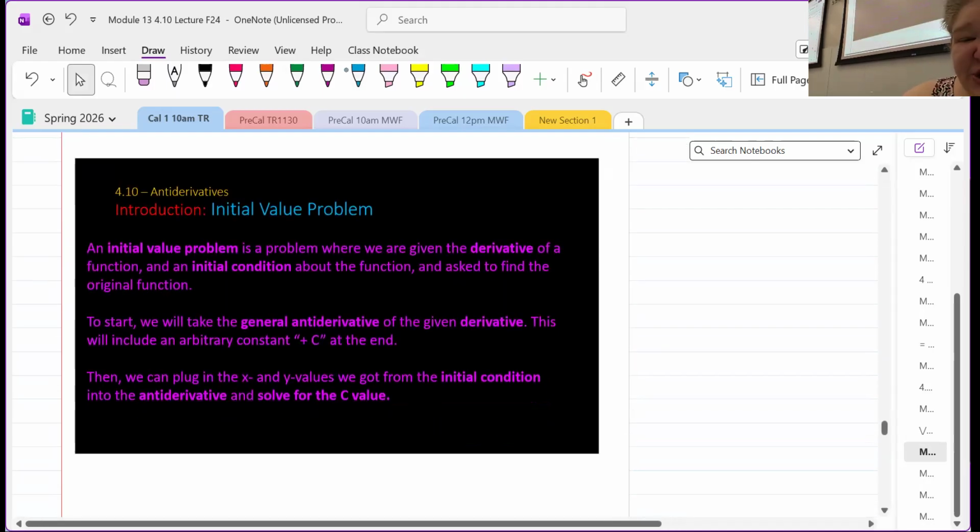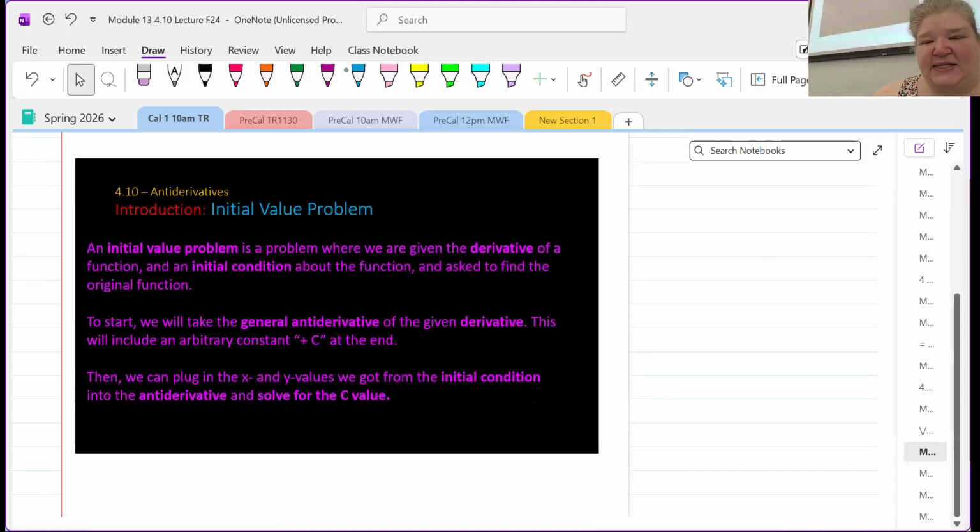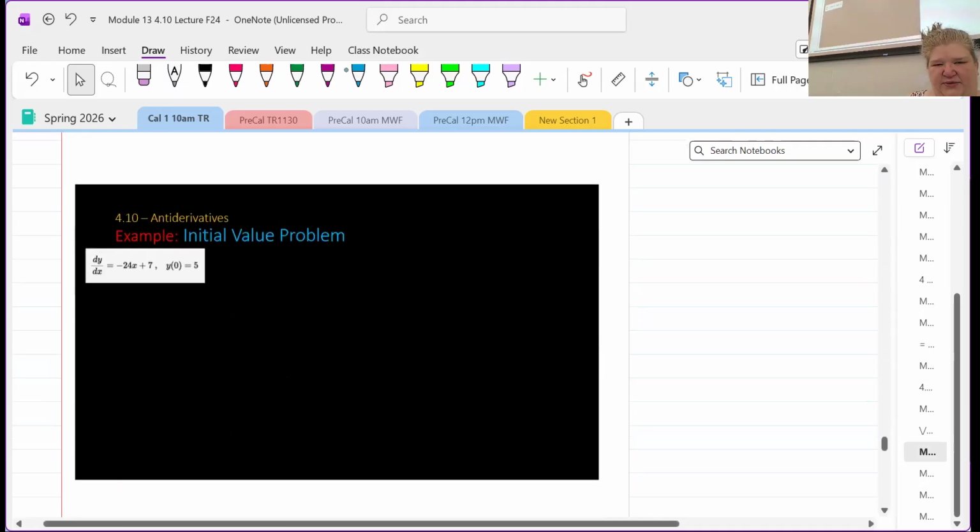So we call this an initial value problem, which this is in a very basic sense. This is like the introduction to differential equations. So an initial value problem is a problem where we're given the derivative of the function and an initial condition about the function, and we're asked to figure out the original function. So we'll take the general antiderivative and we'll have the plus c. Then we plug in the x and y values and solve for the c value. So we're going to see that in action.